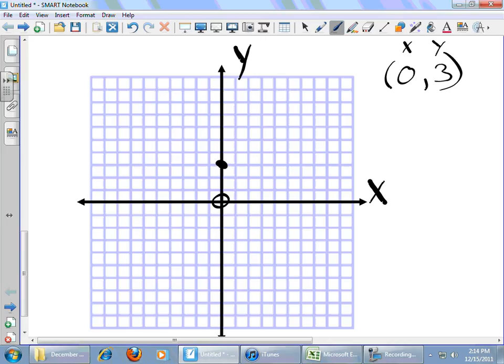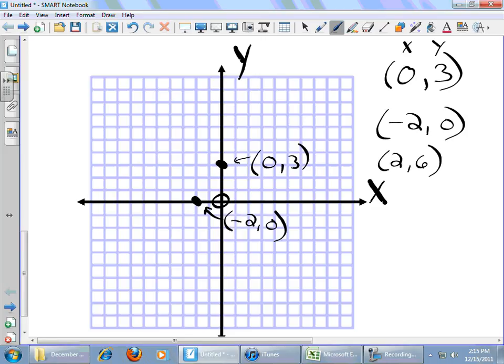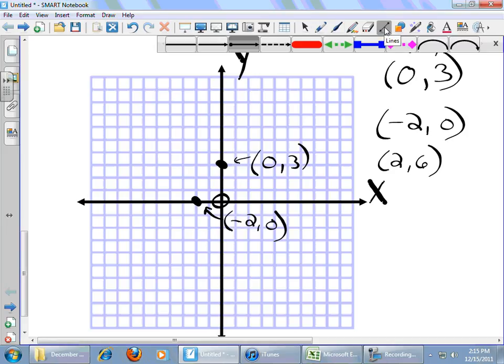Okay. The next point is negative 2, 0. So I will go to the origin, count 2 in the negative x direction, and 0 in the y direction. There's the point negative 2, 0. This was 0, 3. This point here is negative 2, 0. Okay. Then my final point ends up being 2, 6. Now, I'll bet you can see the line going through these points. In fact, I will draw that line in.